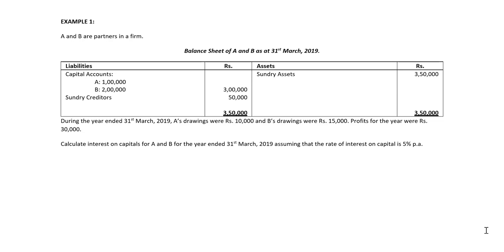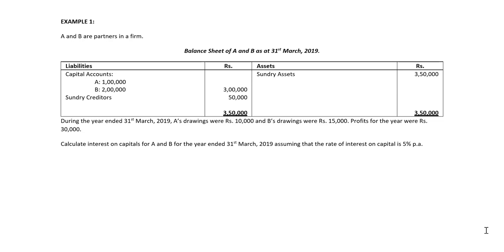In this example, A and B are partners in a firm. The balance sheet of A and B as at 31st March 2019 is given. So which means the capital balances of A being 1 lakh and partner B being 2 lakh is the capital balance at the end of the accounting period.